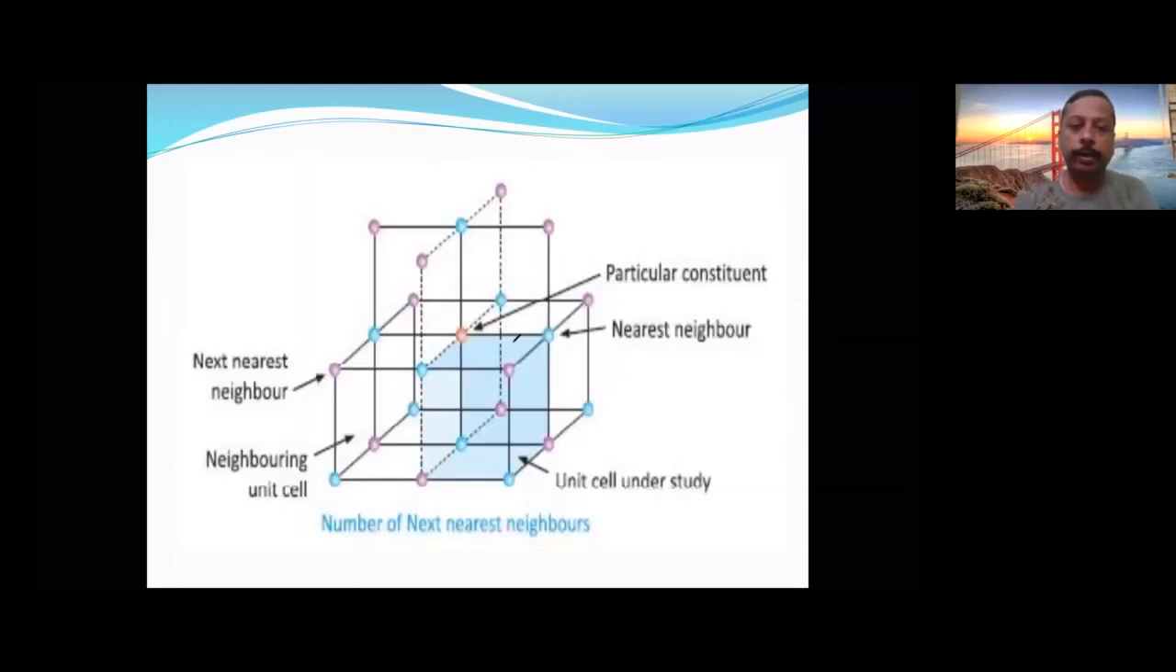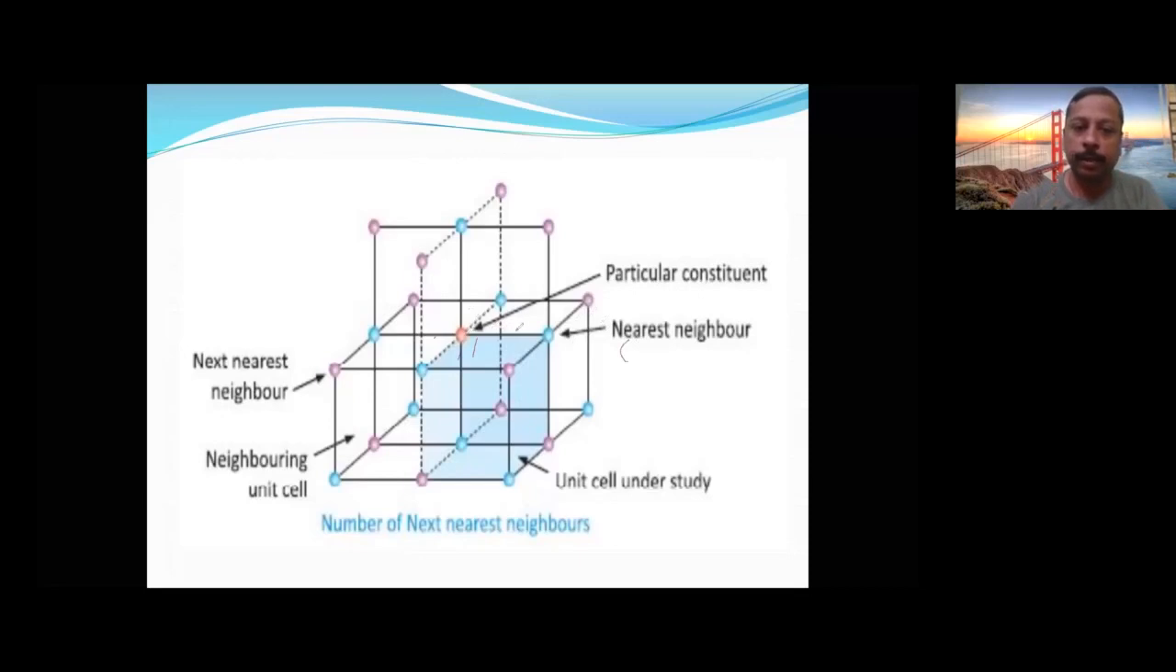Okay, we have taken only one layer of the simple cubic, only one unit cell. Now this is our target unit cell. It is surrounded by three neighbor unit cells in the same layer and four neighbor unit cells in the top layer. Here I am considering two types of neighbors.